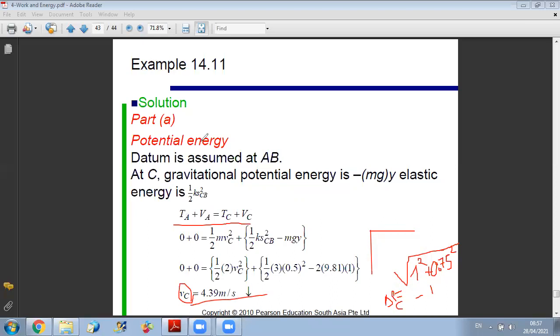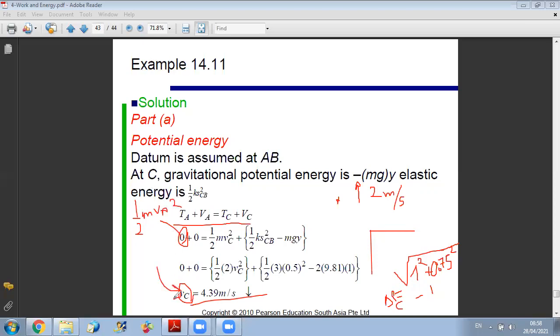Okay, now they just changed the question. Instead of starting from rest, if I push my collar with an upward velocity of 2 meters per second, what will change? The only thing that will change in this equation is the kinetic energy at A. Instead of being 0, it will be half m times VA square. And according to this, I can calculate the corresponding new velocity at C.